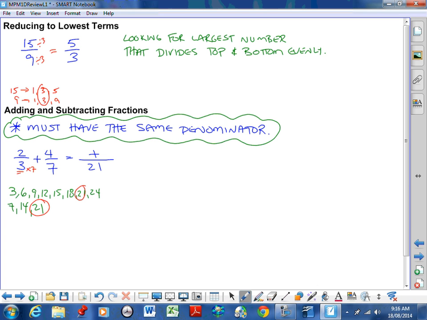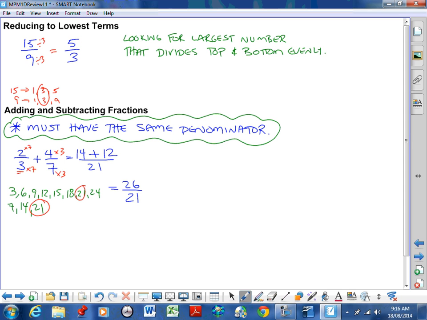Whatever you do to the bottom, you have to do to the top. So that means it'll be 14 plus the 7, which had to be multiplied by 3. 4 times 3 is 12. And 14 and 12, that's 26 over 21. All right, so you have to get that common denominator first.